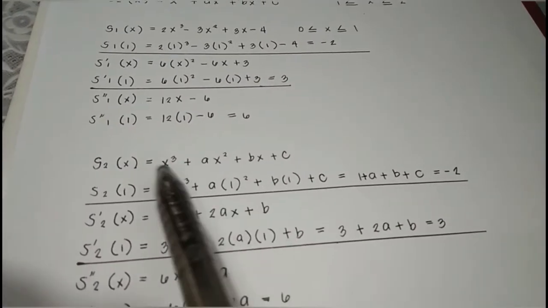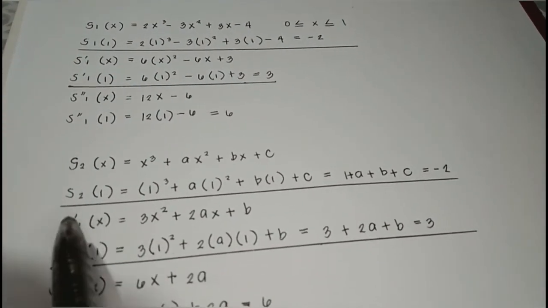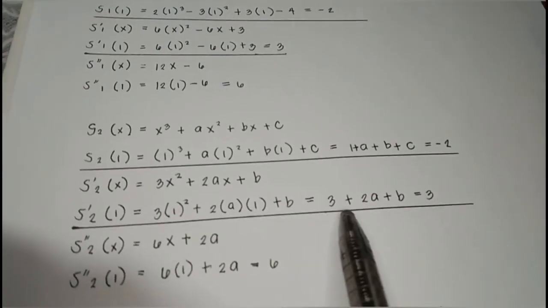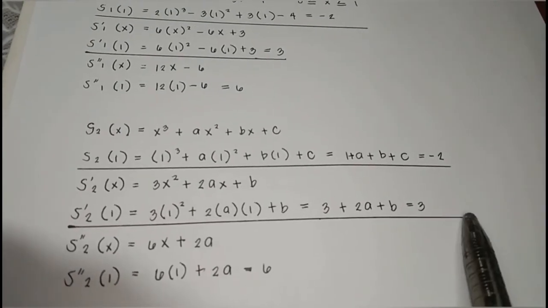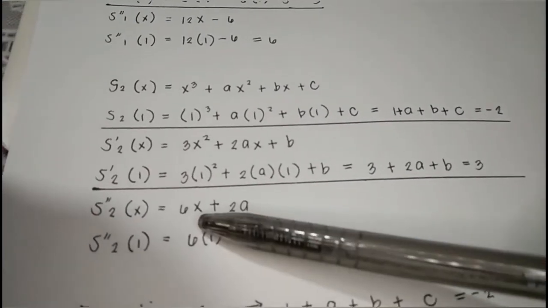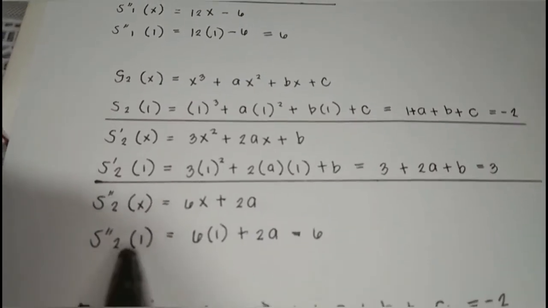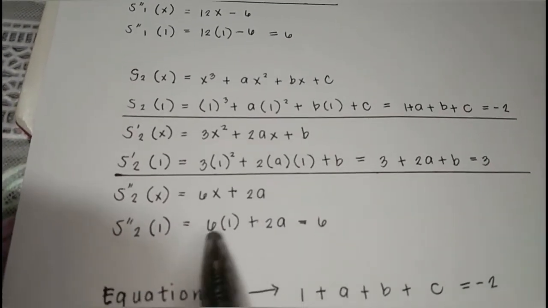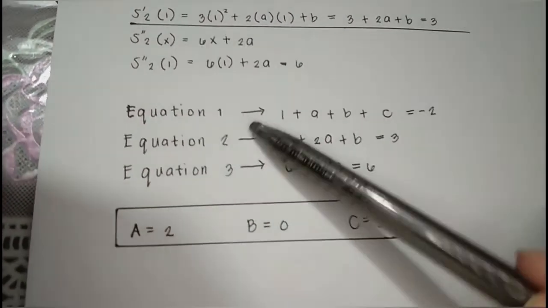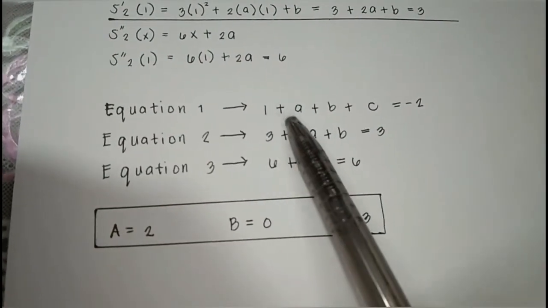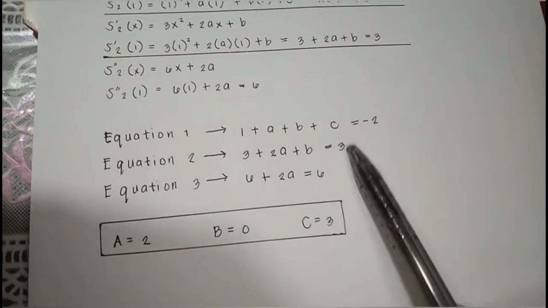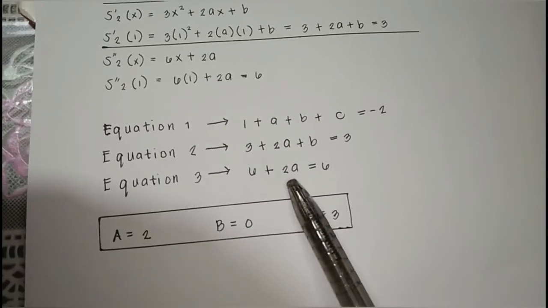And then after, you also repeat the process, get the first derivative, and then substitute x is equal to 1, where it is 3 plus 2a plus b is equal to 3. And then after getting the first derivative, you get the second derivative, and then substitute the 1. So you get s double prime of 2 is equal to 6 plus 2a is equal to 6. So after, you have three equations. So equation 1 is 1 plus a plus b plus c is equal to negative 2. And then equation 2 is 3 plus 2a plus b is equal to 3. And then equation 3 is 6 plus 2a is equal to 6.